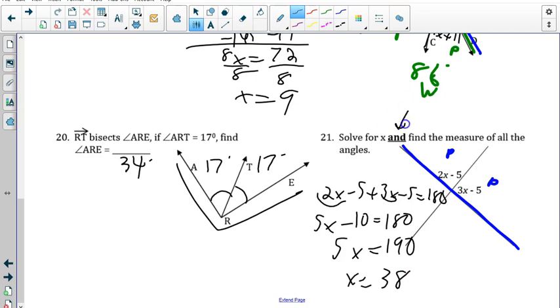But notice, it says, and find the measure of all the angles. So we have to plug 38 in here and here. So 2 times 38 is 76. 76 minus 5 is 71. Now we have two choices. We can plug it into the 3x minus 5, or we just take 180 minus 71. Either way works. Okay? So 180 minus 71 is 109, which means this is 109.